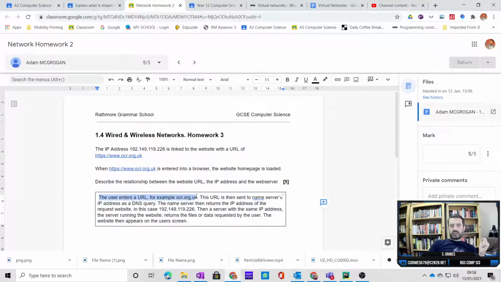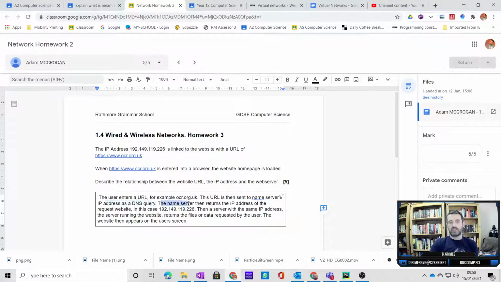First mark point, enters in the URL but refers to the example ocr.org.uk. Second mark point, it's sent to a domain name server, the DNS. So the URL is sent to the name server's IP address as a DNS query. So there's a second mark point. That when you type that in and hit enter, your internet service provider makes a connection to a domain name server, and it looks up and it finds an IP address.